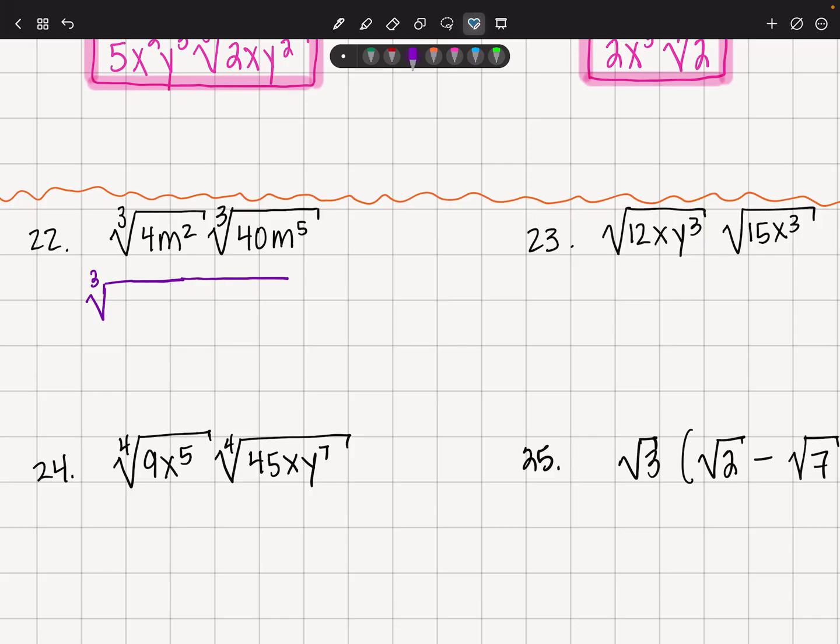So I've got the cubed root for both radicals, so I'm going to maintain that index, and I've got 4m squared times 40m to the 5th. You may be thinking 4 times 40 is 160, so that's what we're going to put on the inside. But I'm going to put 4 times 40 just next to each other. I am going to put m to the 7th.